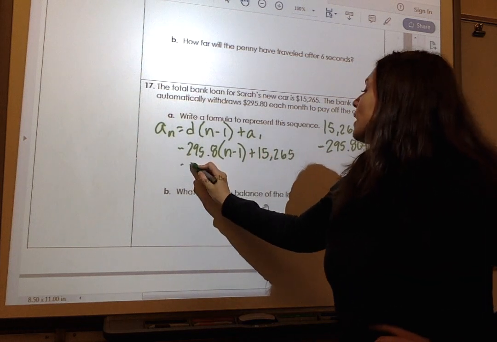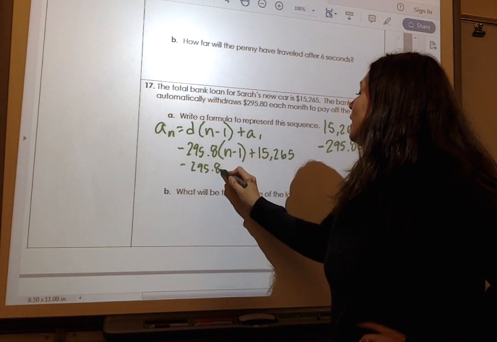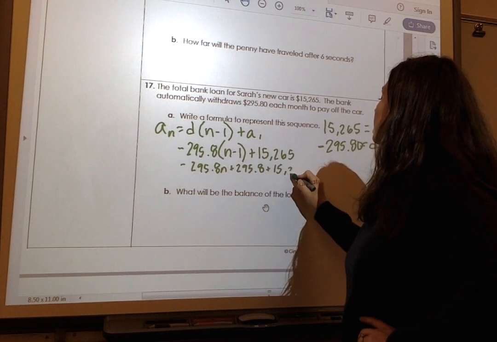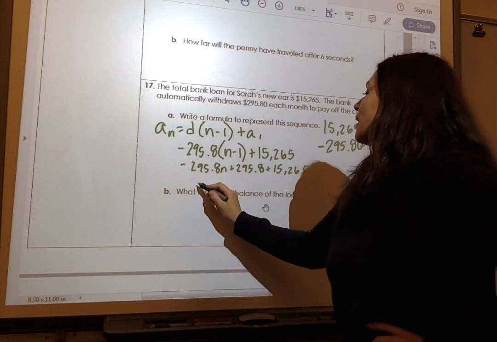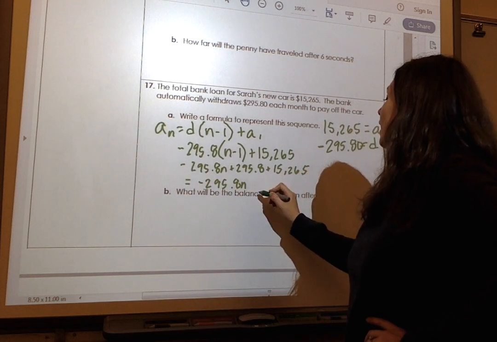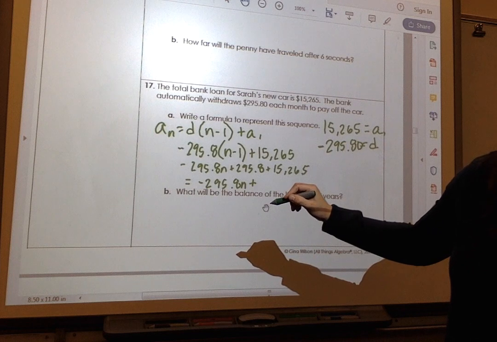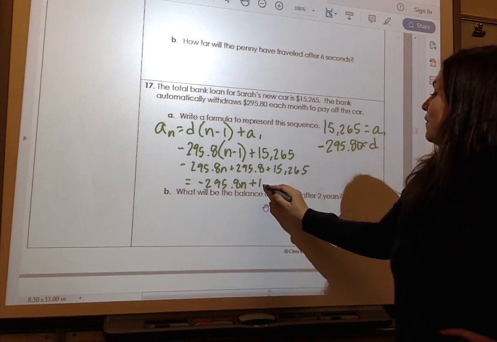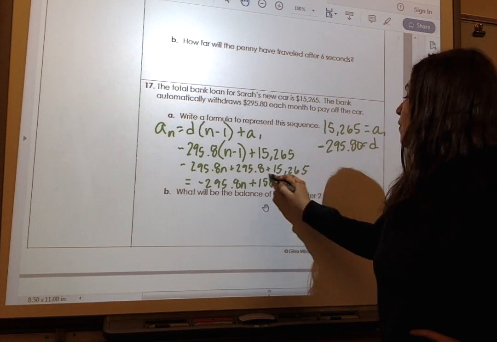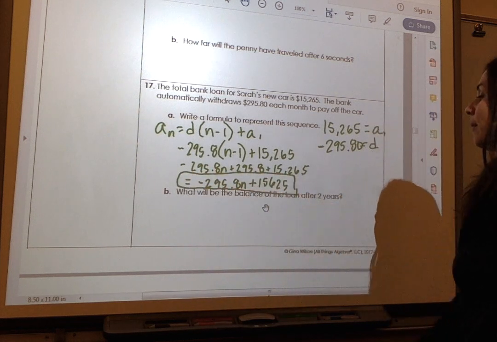And when I distribute, I get negative 295.8n plus 295.8 plus 15,265. So I get my formula is negative 295.8n, and when I add these together, I get plus, I'm cheating here by looking, 15,625. So that is my formula.